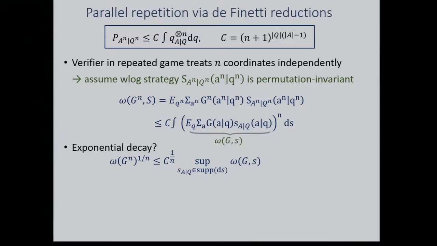So I've sort of proved parallel repetition for you. I have that the amortized value is at most something that goes to 1 times the best that the strategy could do in the single game.